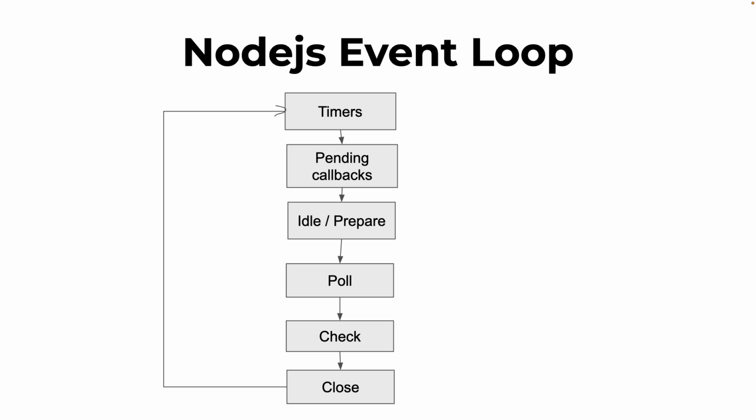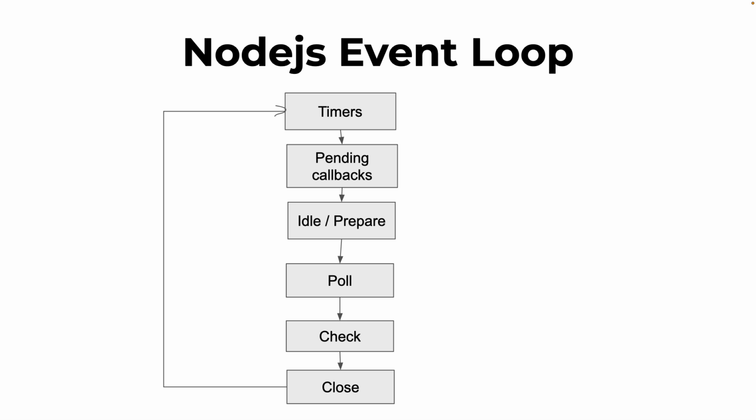Pending callbacks are things like a TCP error, connection refused. Suppose you have not started any server and you just try to check for the response. The moment you get that TCP error that the server is not connected, that is handled at the pending callback level. Idle and prepare are internally handled by Node.js. We don't have access to this phase, and we cannot do anything over here.